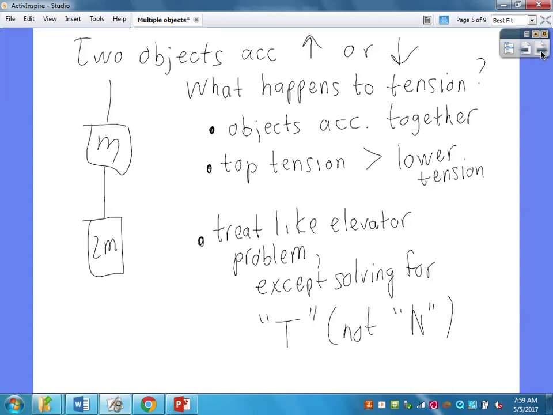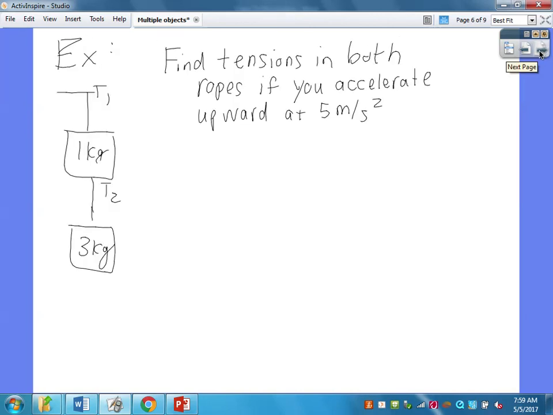The bottom tension is holding the lower mass. But this is exactly like the elevator problems that I hope that you have already worked on some. The only difference is we're going to add T in instead of using the normal force. Obviously, if you're pulling up, tension will be greater. If it's falling, tension will be less than the weight. Okay? So if I find the tension, we're just doing a quick problem here. Find the tensions in both ropes if you accelerate upward at 5 meters per second squared.